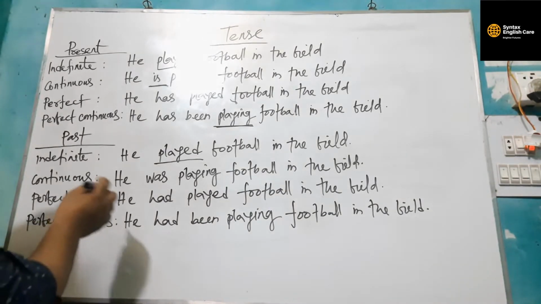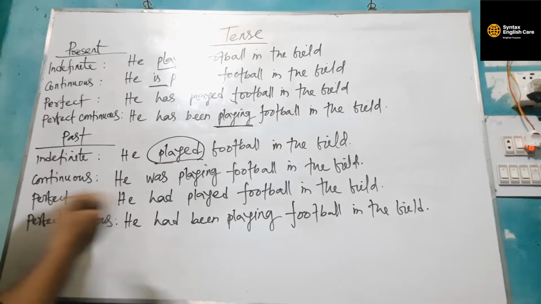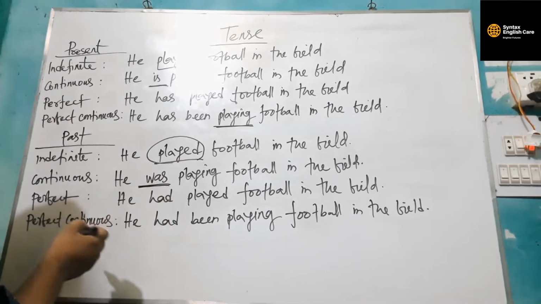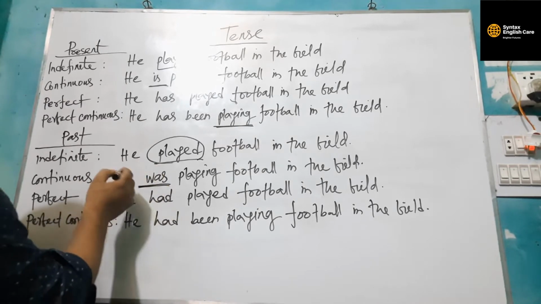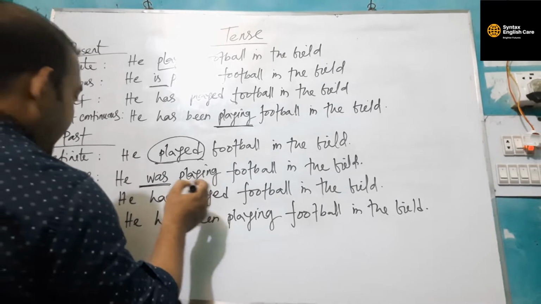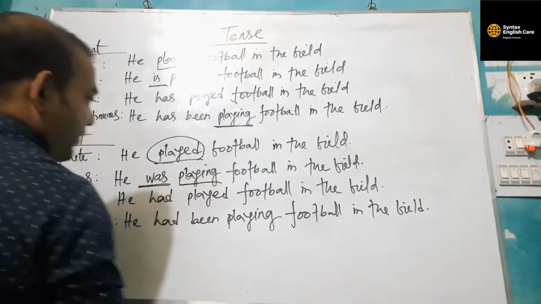Okay, so in case of past indefinite, we used here the past form of the verb, and in case of continuous form, here auxiliary verb is used, here was. After he, third person singular number, after he, we use here auxiliary verb was. And as it is a continuous sentence, so ing will be added to the principal verb.